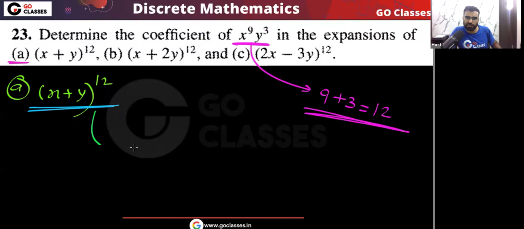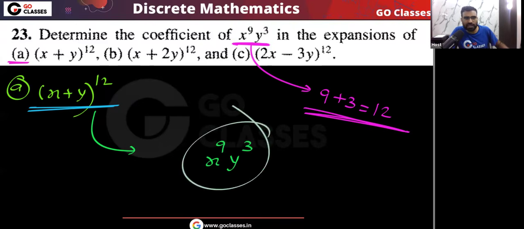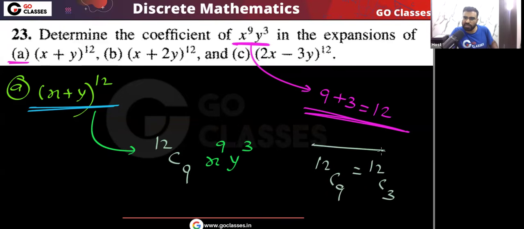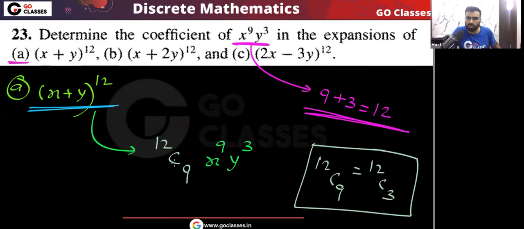Here we want x power 9, y power 3. So in how many ways can I create this term? That is very simple. From 12 factors, I can choose which 3 will give me y, or I can choose which 9 will give me x. There are total 12 factors. From these 12 factors, I can choose which 9 will give me x, and the remaining will give me y. Remember, 12C9 is the same as 12C3, nCr equal to nC(n minus r). So the answer is 12C9, or you can say the answer is 12C3.